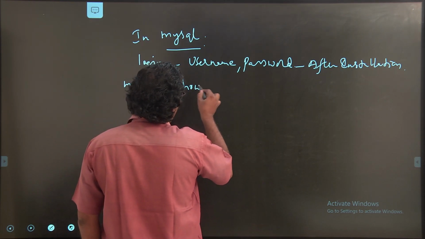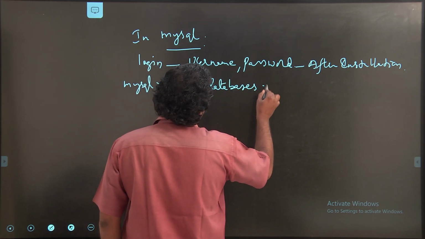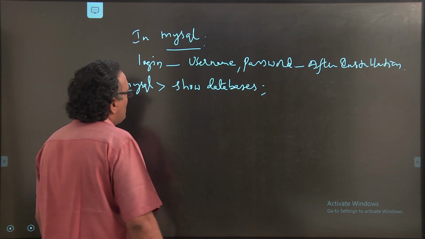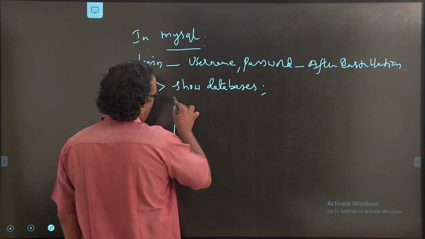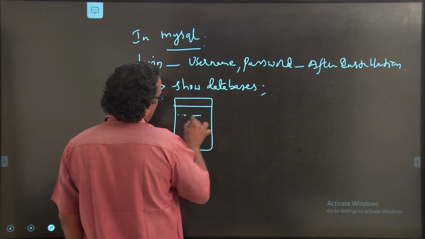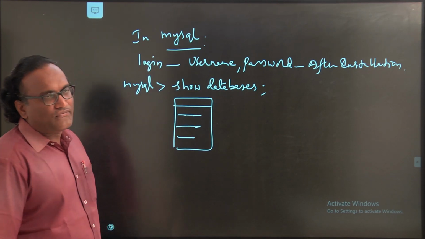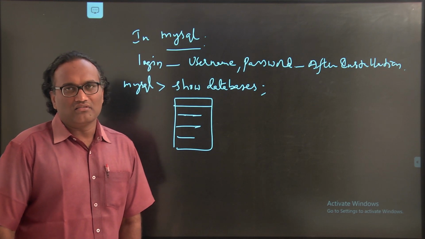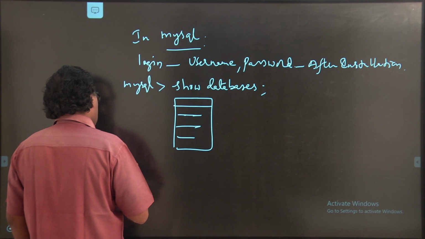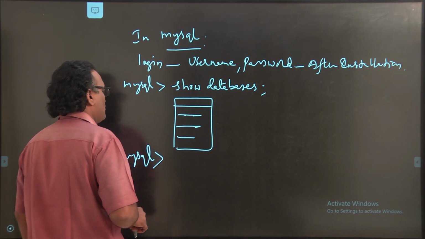If you give here show databases, if you give semicolon, or if you do not give semicolon, no need to worry. Show databases gives already existing databases. Like a relation, it gives. Every output in SQL is a relation. Okay, now after that, if you want to create a table inside a particular database, you can create a database.